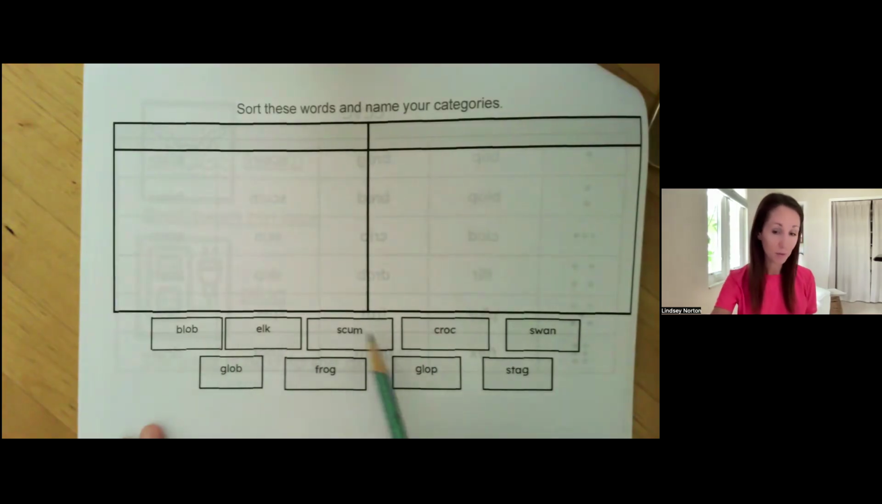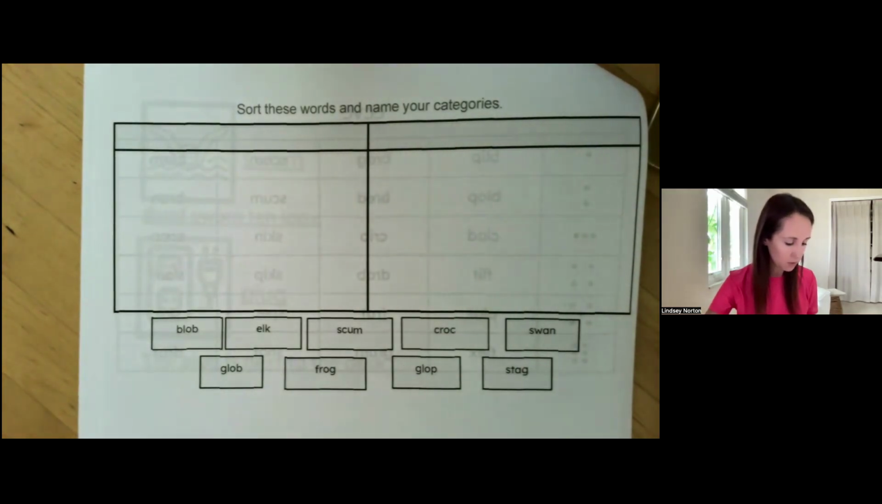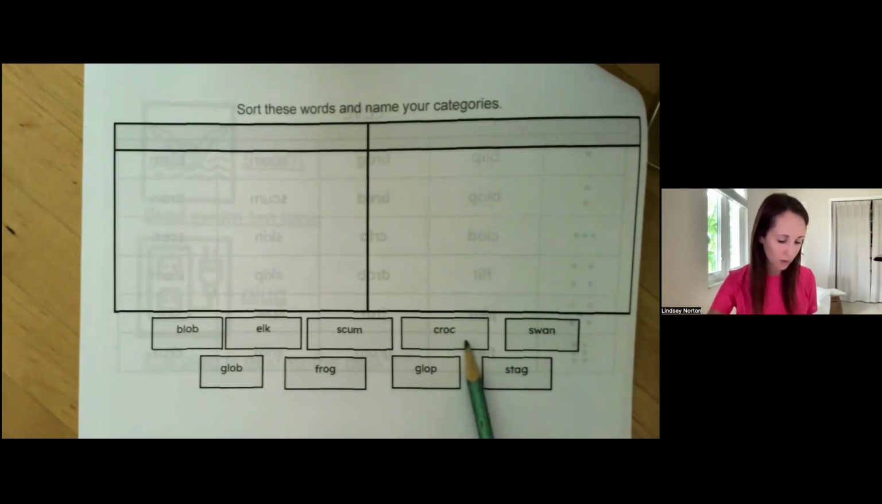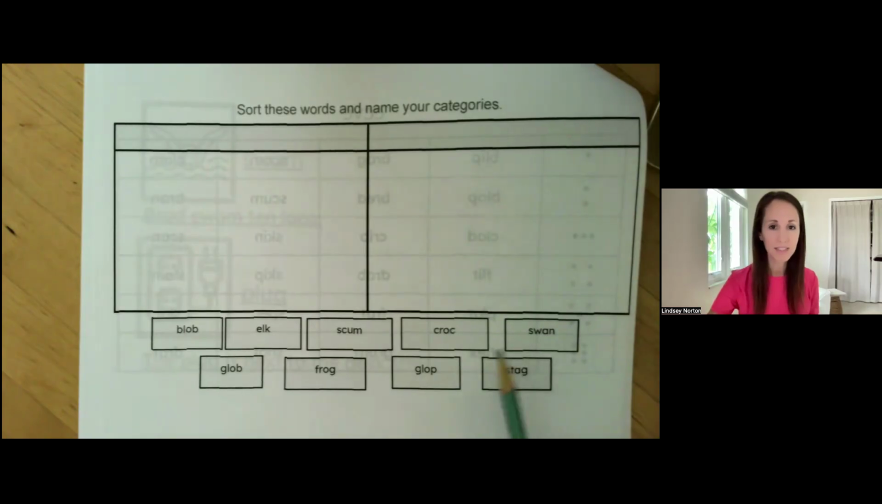After asking them to read the words out to you, I would scaffold them by saying, okay, how could two of these words down here go together? Like, in what way could they be categorized together? We're looking for them to maybe connect elk and croc, or croc and swan, and then they might say, oh, they're animals. And I would say, bingo. Okay, so I think you have your first category.